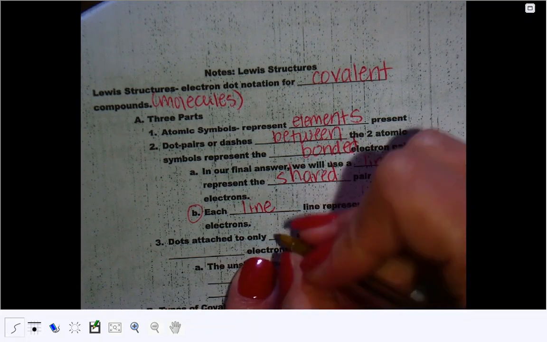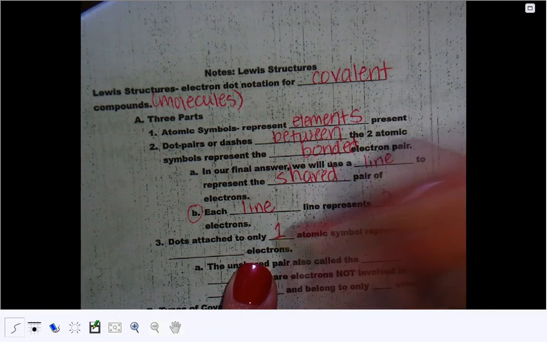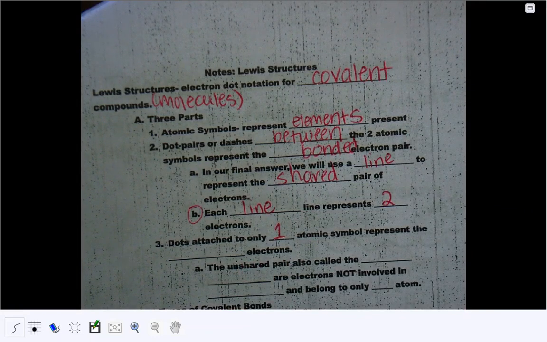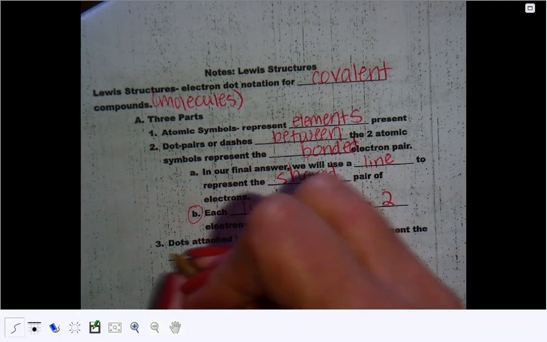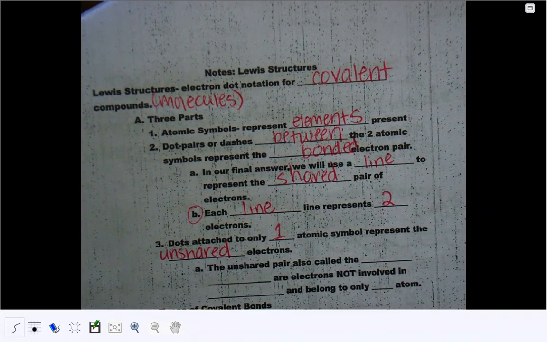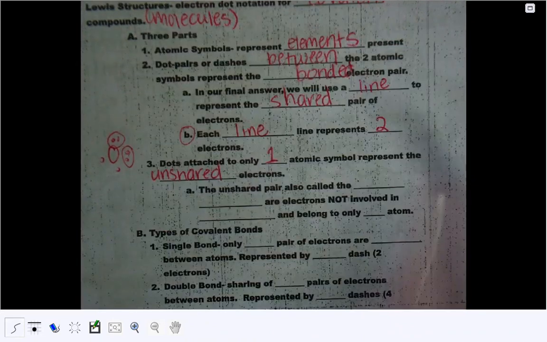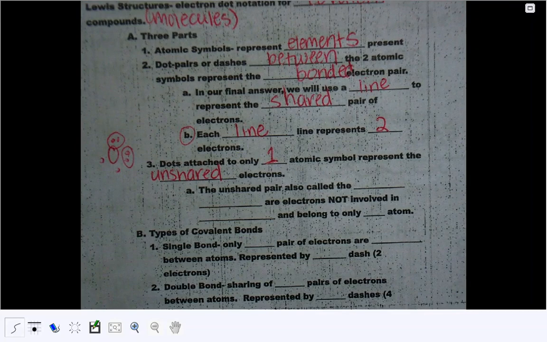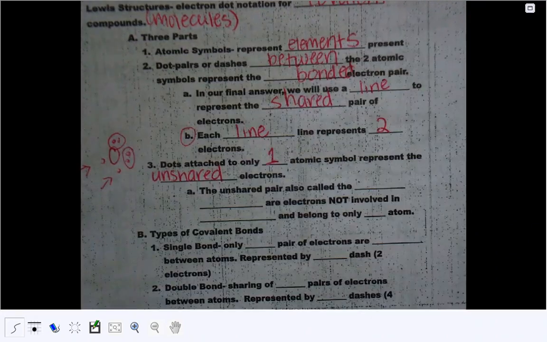Dots that are attached to only one of your elements, or atomic symbol, will represent your unshared electrons. So remember for our electron dot notation, let's just say oxygen, right? 1, 2, 3, 4, 5, 6. You have these things. So you do have 2 dots, so 2 electrons, and these are not being shared. The only sharing places that you have are like when we were doing our ionic stuff. We put arrows to the ones that were by themselves, right? Those are the only areas that it can bond at.